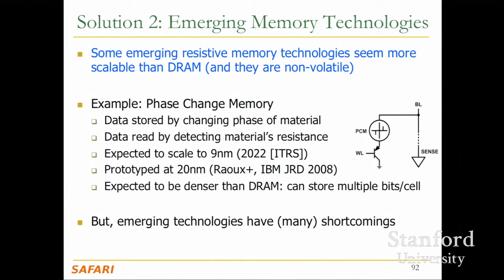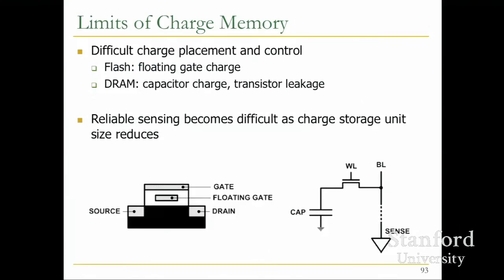The key problem is these have many shortcomings. And this is just one example. Can we enable them to replace, augment, or even maybe surpass DRAM? Very quickly, charge memory is difficult to scale because it's difficult to place and control charge. And reliable sensing becomes difficult as charge storage unit size reduces. This is true in flash. This is true in DRAM also.